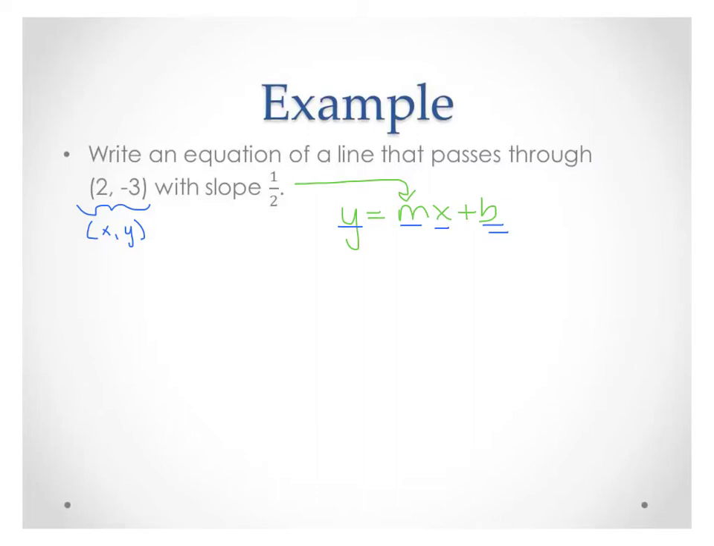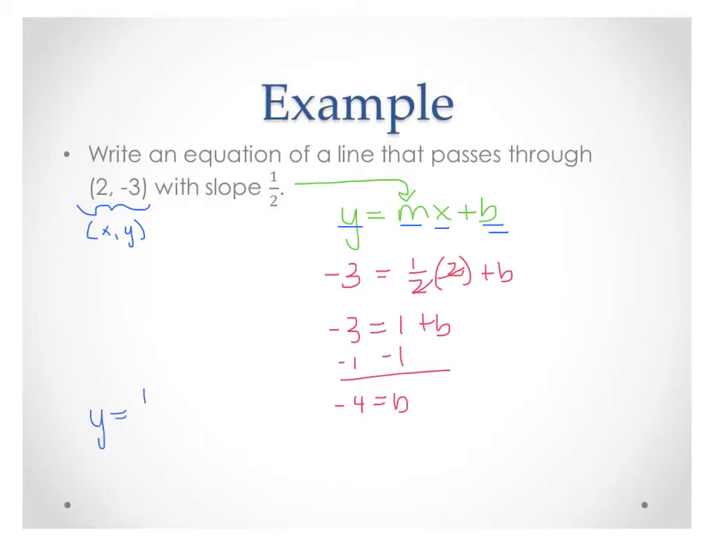Yes. Okay, so for y, we're going to put in -3. For m, we're going to put in 1/2. X is 2, plus b. So -3 equals 1/2 times 2, which is just 1, plus b. You are solving for b, so you're getting b by itself. b is -4. So once you have that, you're going to write y equals your slope, x, and in this case -4, because your y-intercept was a -4.